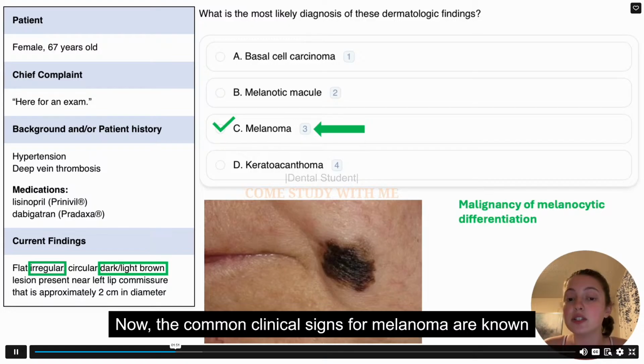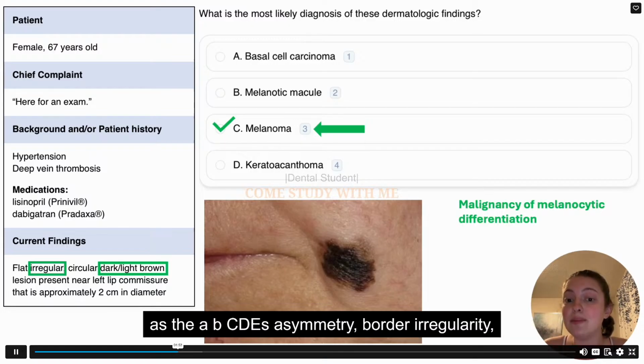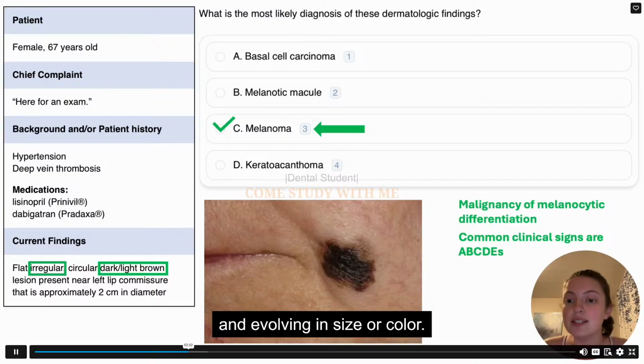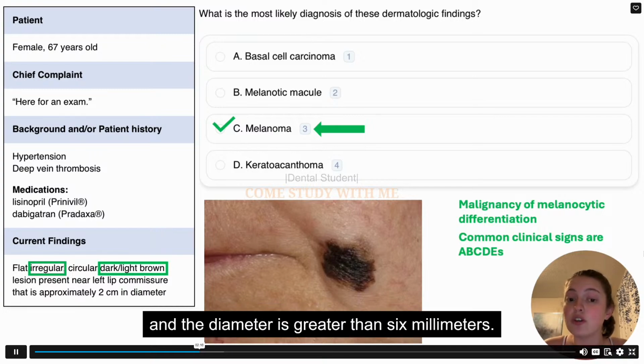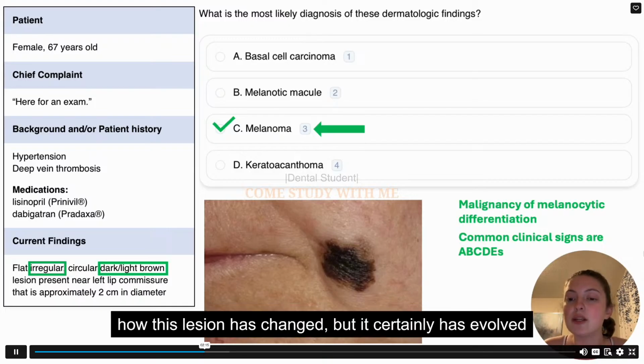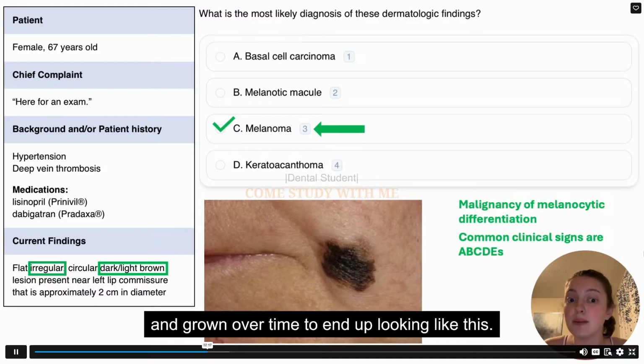Now, the common clinical signs for melanoma are known as the ABCDEs: asymmetry, border irregularity, color variation, diameter greater than 6 millimeters, and evolving in size or color. Now, just from our description, we were given at least 3 of these. The borders are irregular, the color does vary, and the diameter is greater than 6 millimeters. We don't have an exact timeline of how this lesion has changed, but it certainly has evolved and grown over time to end up looking like this.